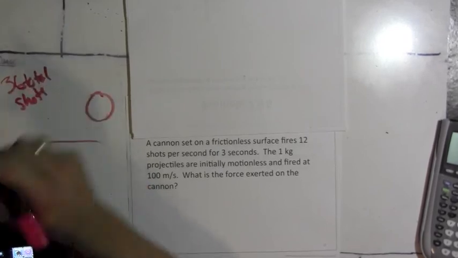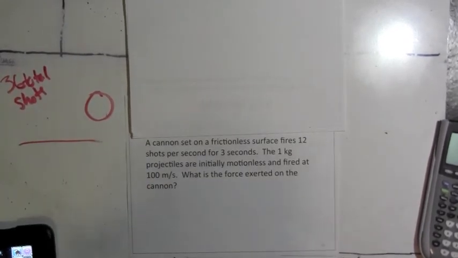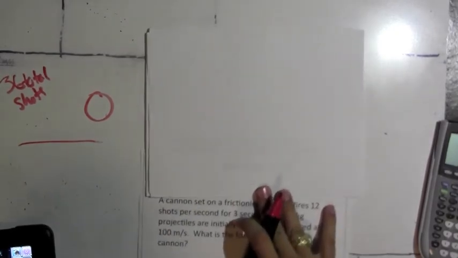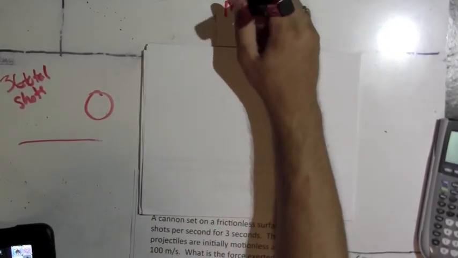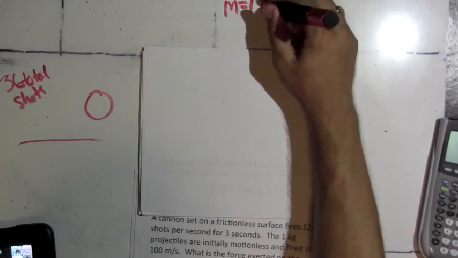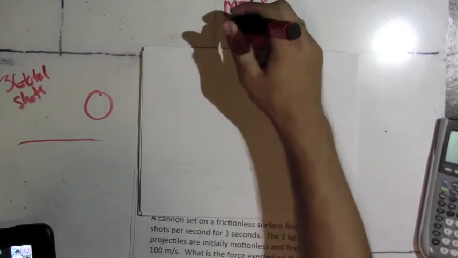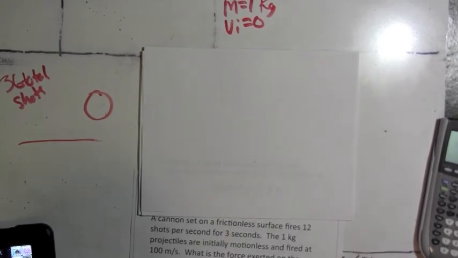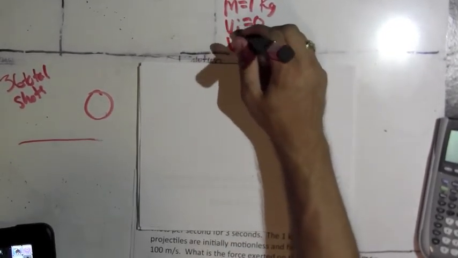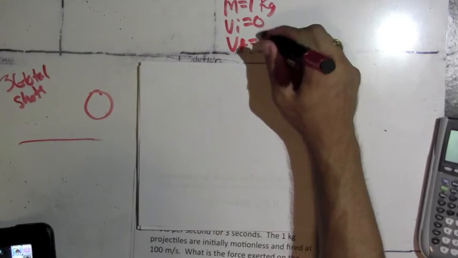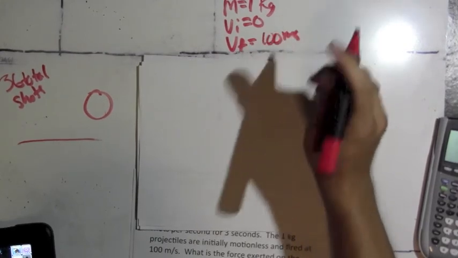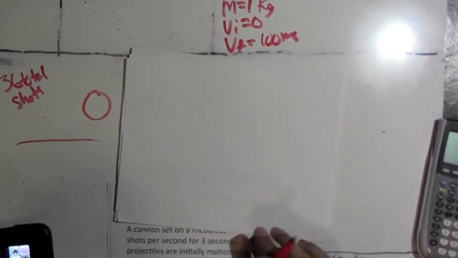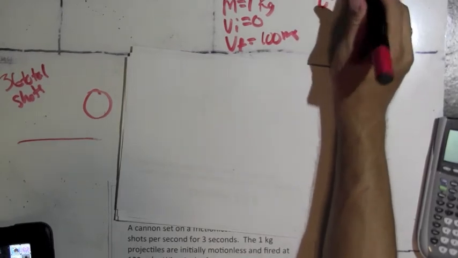So if we know there's 36 total shots, and it says that a 1 kilogram projectile is initially motionless, so we have the mass is given as 1 kilogram. And we have the fact that it is initially motionless, or Vi is 0. And then it says it's fired at 100 meters per second. So the final velocity ends up being 100 meters per second. So now we know that this whole thing occurs over 3 seconds.